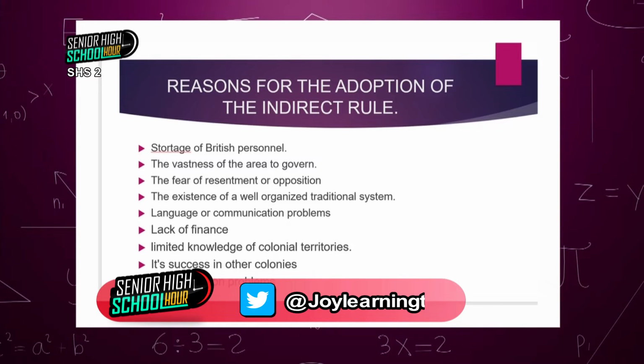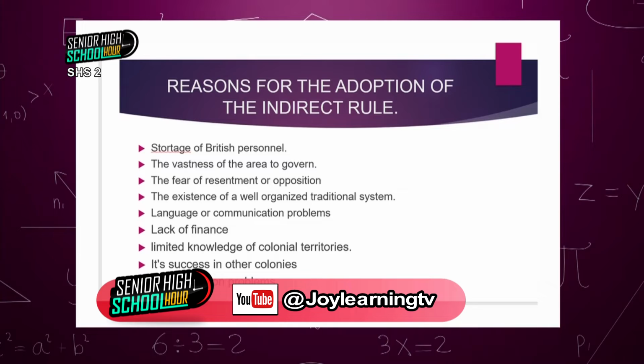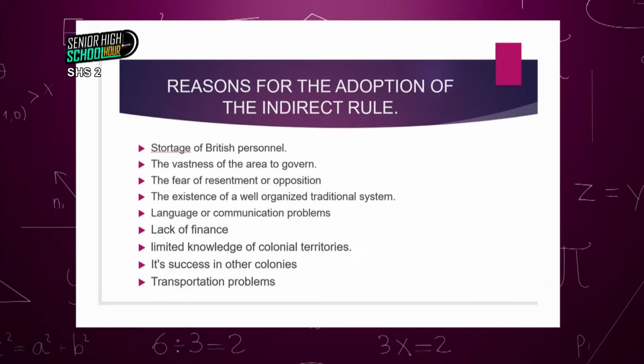The second one was the vastness of the area to govern. Truth be told, Africa is very vast, very big, a large expanse of land. Therefore, a few British personnel couldn't have done what they did if it was not for the help of the traditional rulers as well as the educated elites of that time. The area was vast to govern, and they needed people, particularly the indigenes of the area, to help rule the people.